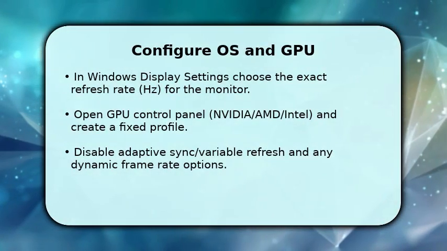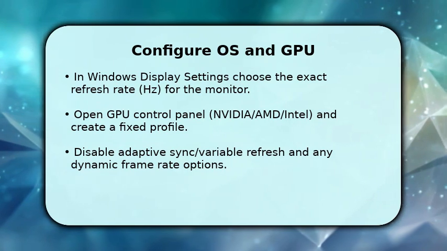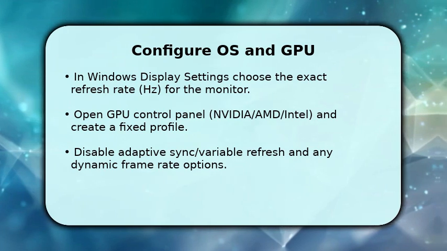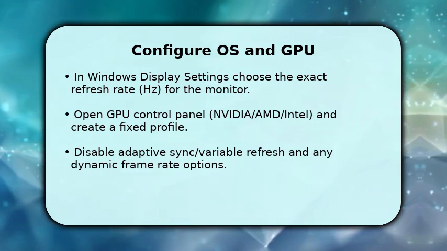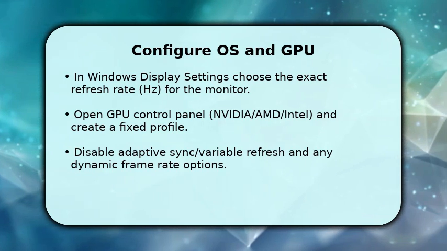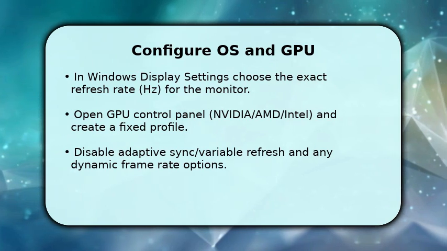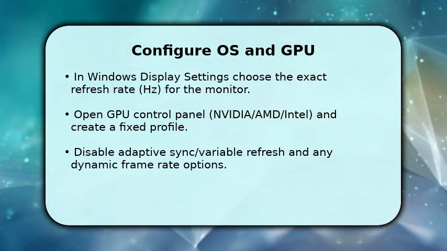Once done, open your operating system display settings and explicitly pick the target refresh rate for that monitor. Don't rely on automatic selection. Then open your GPU control panel and create a profile tied to that display, forcing that refresh rate and a specific resolution so apps can't override it.